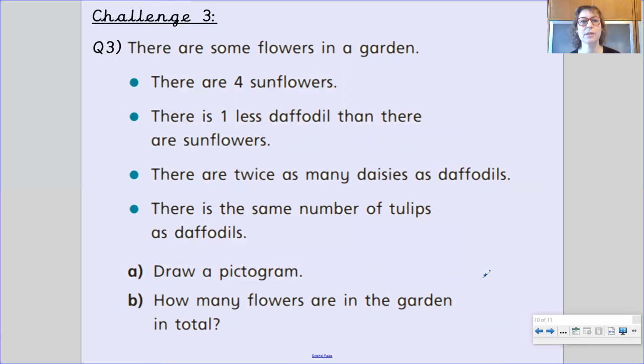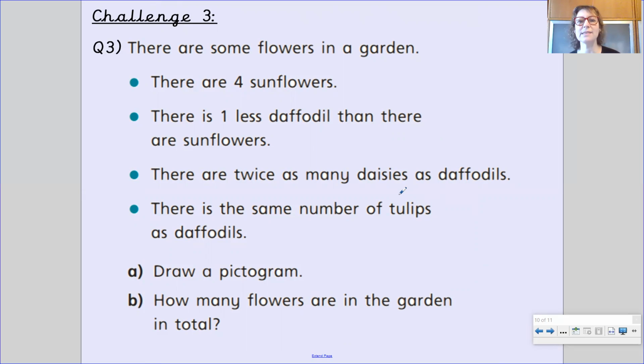And challenge 3, okay, you have got no pictures to start with. You have got to do this all for yourself. So there are some flowers in the garden. There are 4 sunflowers. There is 1 less daffodil than there are sunflowers. So you've got to work out how many daffodils there are. It doesn't say there's 1 daffodil. It says there's 1 less. It should be 1 fewer, but that just annoys me.